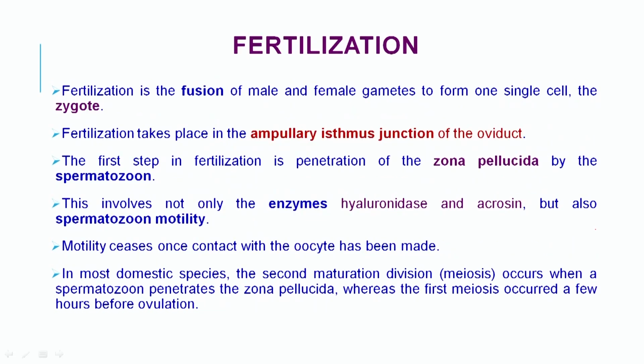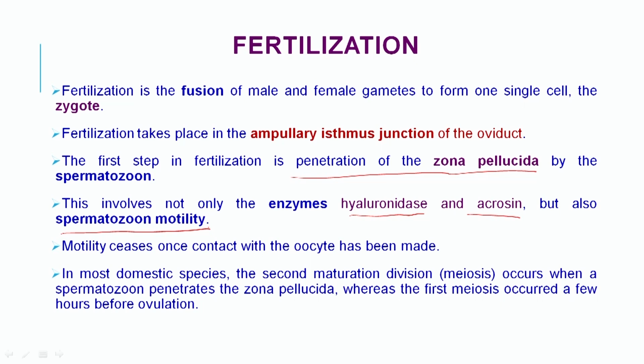Coming to fertilization. Fertilization is the fusion of the male and female gametes to form one single cell, that is the zygote. Fertilization takes place in the ampullary-isthmus junction of the oviduct. The first step in fertilization is penetration of the zona pellucida by the spermatozoa. This involves not only the enzymes hyaluronidase and acrosin, but also the motility of the spermatozoa. Motility ceases once contact with the oocyte has been made.